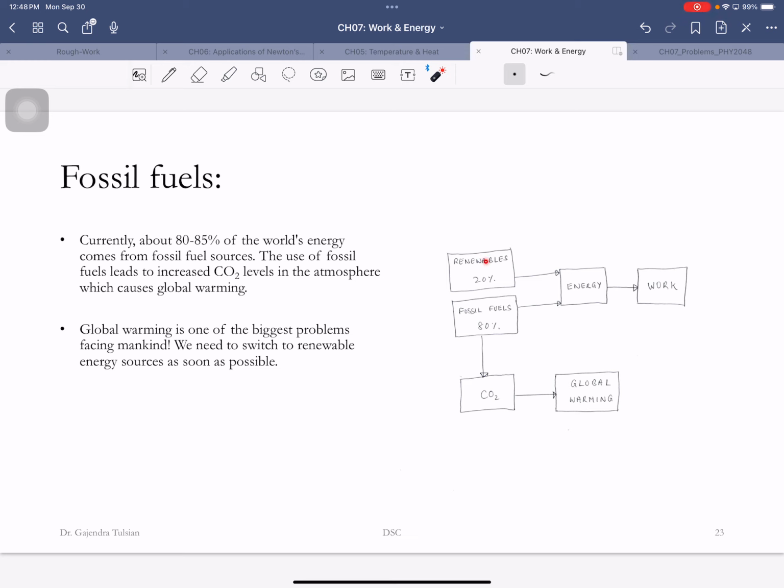And what are the renewables, by the way? Solar, wind, water. Yep, and nuclear is also in there. Okay, but anyway, all right.